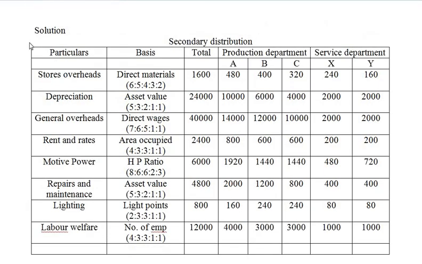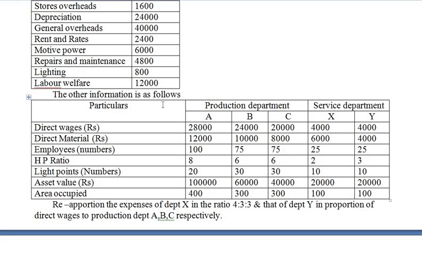Now this is direct distribution method. So whatever direct expenses are given in the problem should be allotted only to the service department first. Now go through the problem. Once you go through the problem, you will understand. They have given us direct wages and direct material. Direct wages for service department is 4,000, 4,000. Direct material is 6,000 and 4,000.